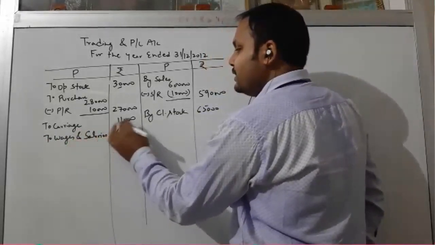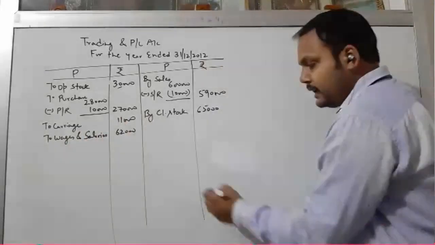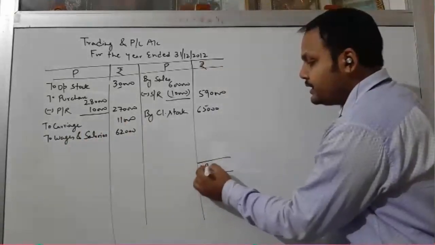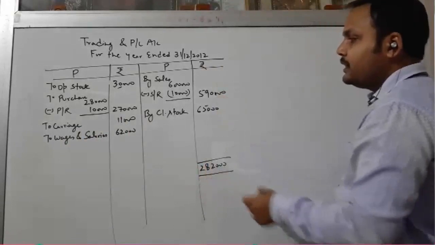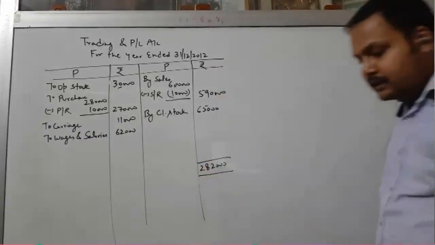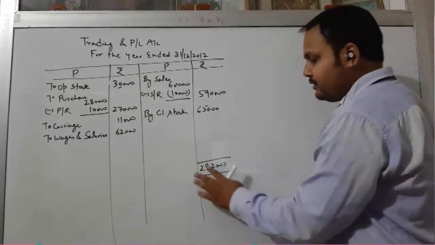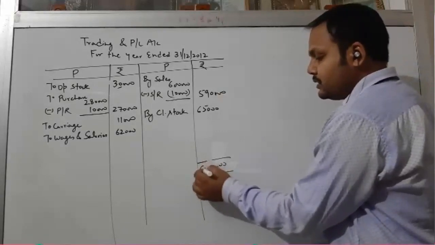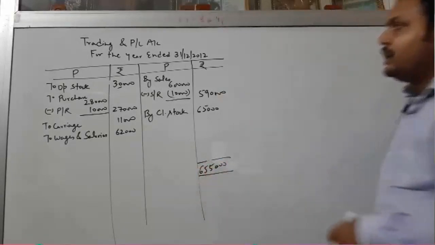Wages and salaries are 62,000. And thereafter you know very well credit side total, so total करने पे कितना आ रहा है? 6,55,000, sorry for the mistake, 6,55,000 टोटल आ रहा है.